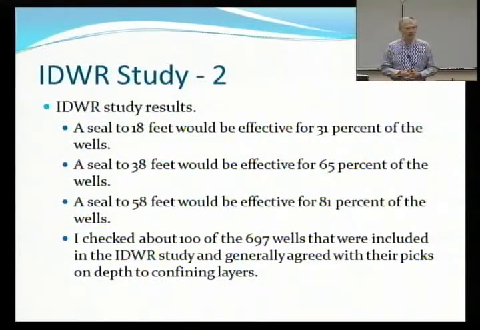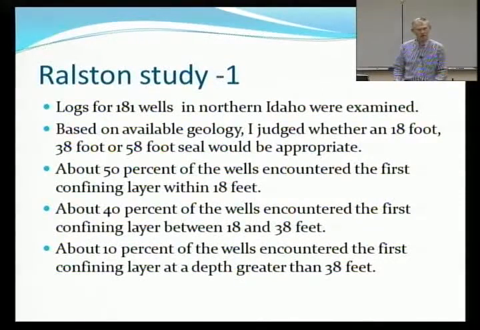Now, I was asked to take a look at what they did and evaluate it, and I did. I looked at about 100 of their 697 wells and generally agreed with their interpretation of geology. But I also concluded that since some of the focus I was asked to do was on Northern Idaho, and also the idea that maybe a random selection of wells might not work as well as a selection of wells based upon different kinds of geologic environments.